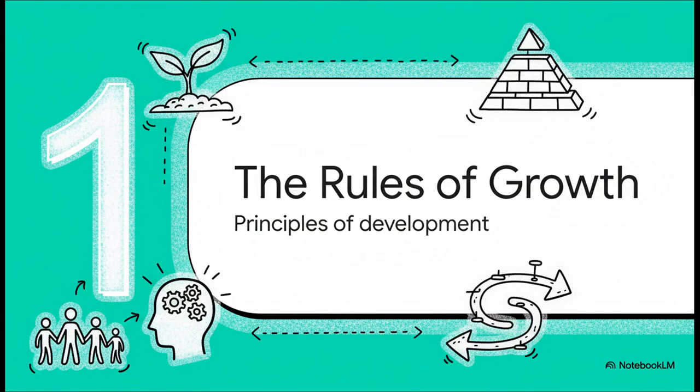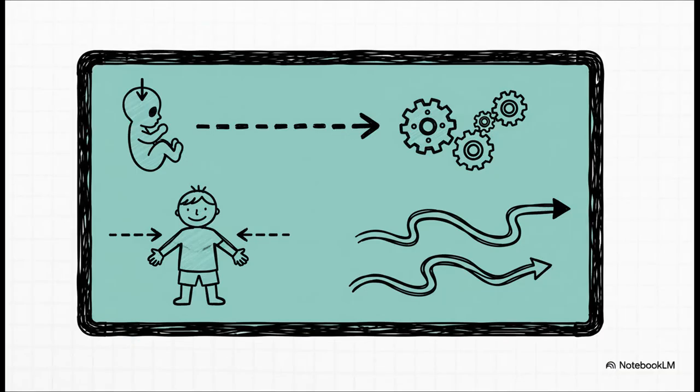All right, first up, let's lock in the foundational rules. Seriously, think of these as the laws of physics for human development. They apply to everyone, and they are absolutely crucial for understanding the big picture. Okay, this is a classic exam topic, so let's nail this down. Development isn't random. It follows a predictable pattern.